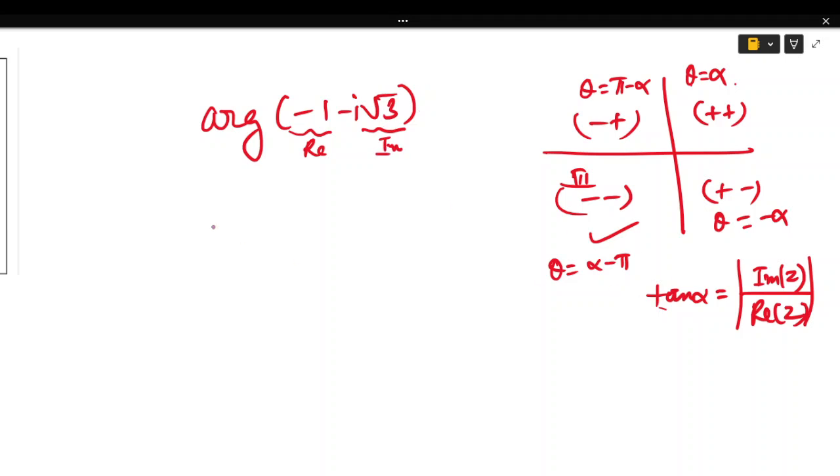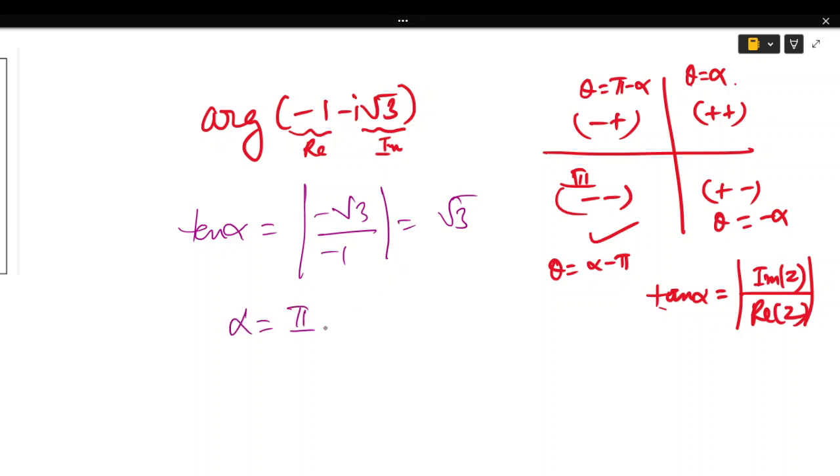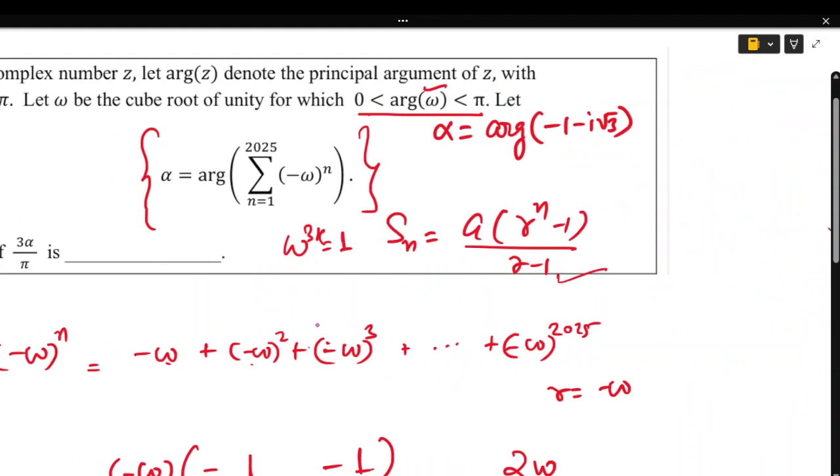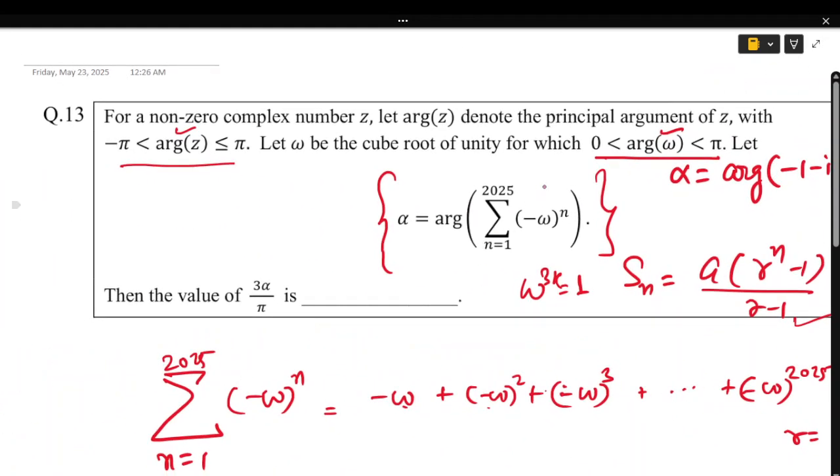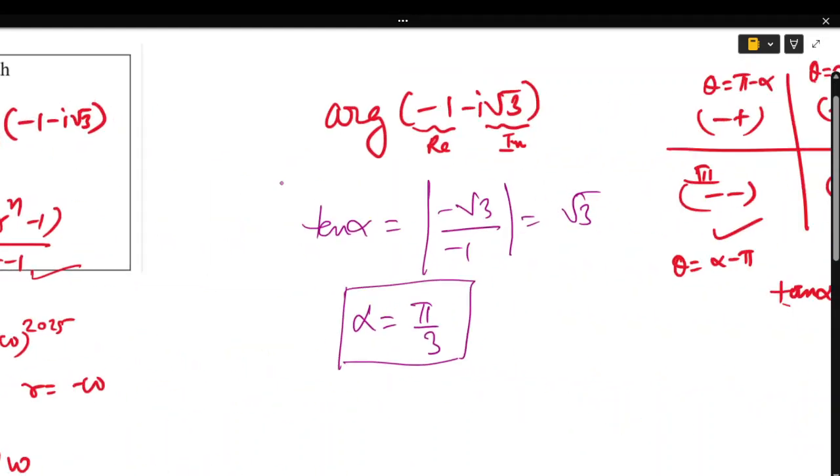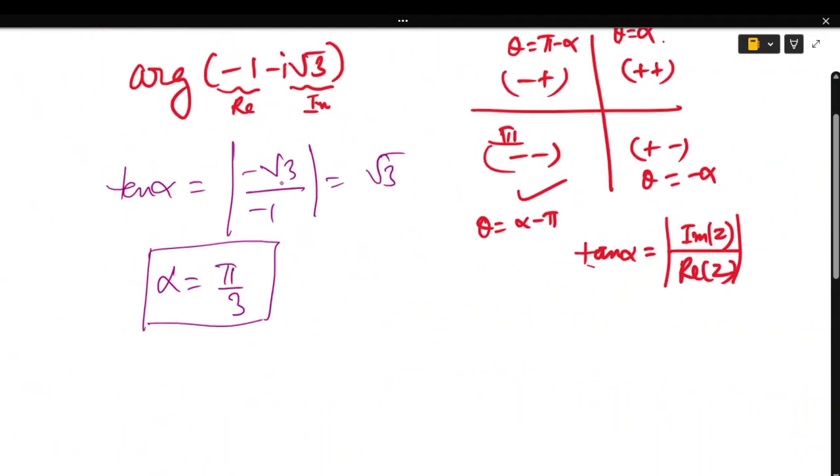So first we try to calculate the value of tan alpha. Tan alpha will be the modulus of minus root 3 by minus 1, which is root 3. And tan alpha is root 3, so alpha is equal to pi by 3. As our domain of alpha is minus pi to pi, it is easy to find this alpha.